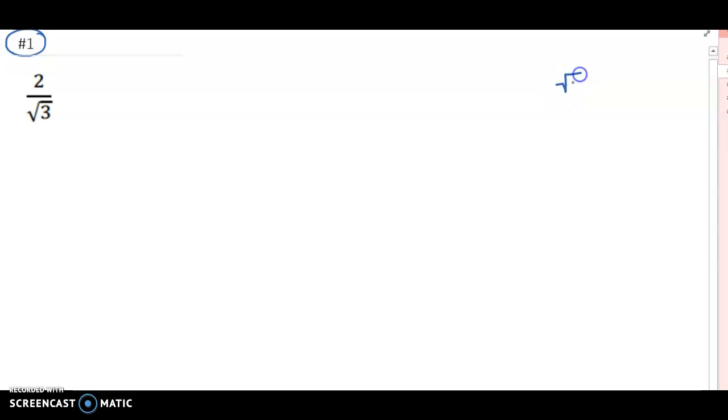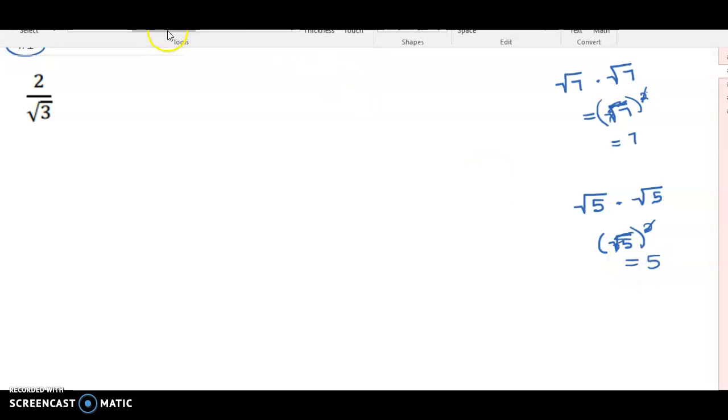So if I had the square root of 7 times the square root of 7, isn't that the square root of 7 squared? And aren't the square root and squares inverses, so they would cancel each other out to make 7, okay? Just an example. Or if I had square root of 5 times the square root of 5, this would be the square root of 5 squared. And once again, the squared and the square root would cancel, and I'd just be left with 5. So I'm going to take that same mentality over here.